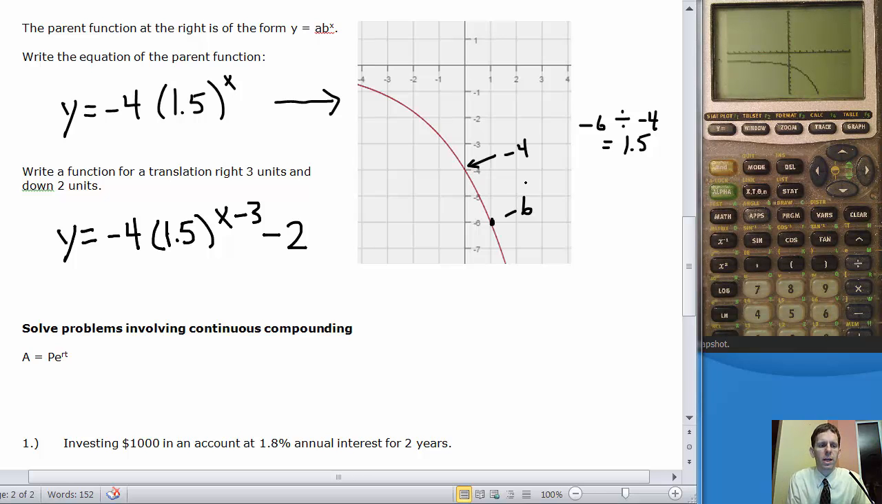The last thing we're going to look at today is solving problems involving continuous compounding. Now, I have my money in a credit union, and what that means is that if I put, let's say, $1,000 in a bank account or a credit union account, the bank or credit union will reward me for trusting them with my money, and they give me a small token of appreciation, which is a percentage of the amount of money I put in the bank or credit union.